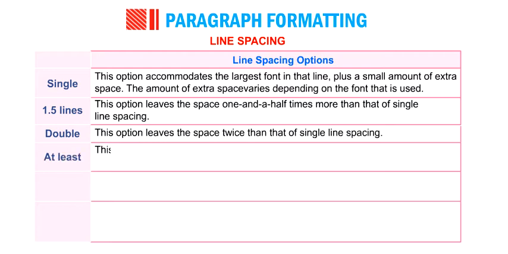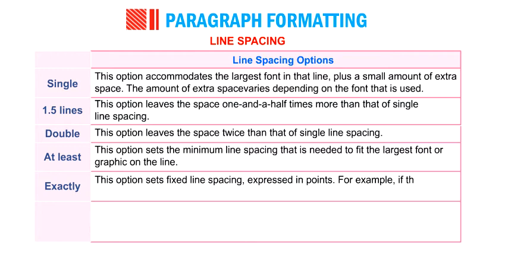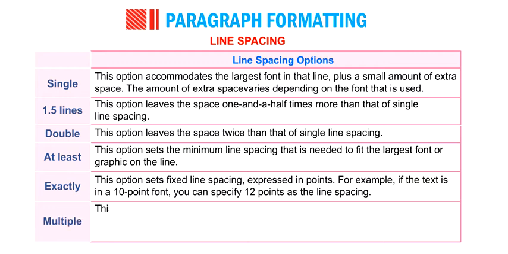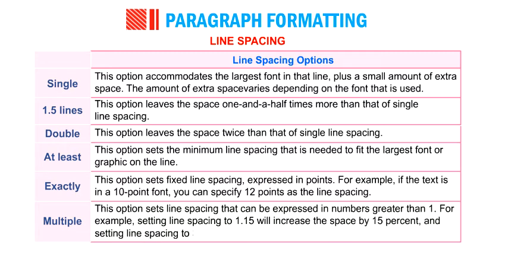At least. This option sets the minimum line spacing that is needed to fit the largest font or graphic on the line. Exactly. This option sets fixed line spacing expressed in points. For example, if the text is in a 10-point font, you can specify 12 points as line spacing. Multiple. This option sets line spacing that can be expressed in numbers greater than 1. For example, setting line spacing to 1.15 will increase the space by 15% and setting line spacing to 3 increases the space by 300%, triple spacing.